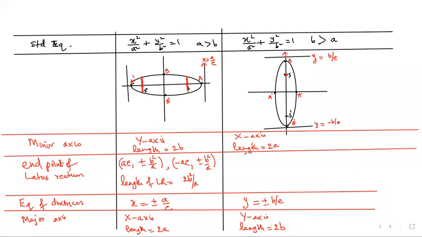Now here all x will become y, all y will become x, a will become b, and b will become a. So here the focus is 0, b. So b will be the y coordinate, and plus or minus b square upon a will become a square upon b, because a and b will interchange. Another point will be plus or minus a square upon b comma minus b. And the length of the latus rectum will be 2a square upon b.